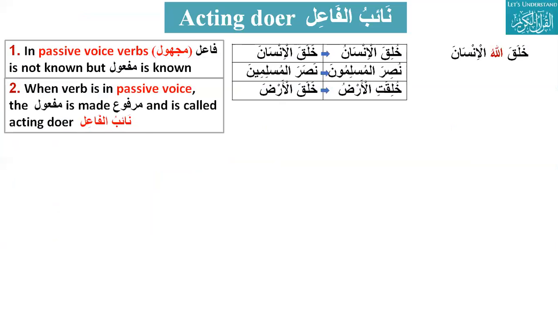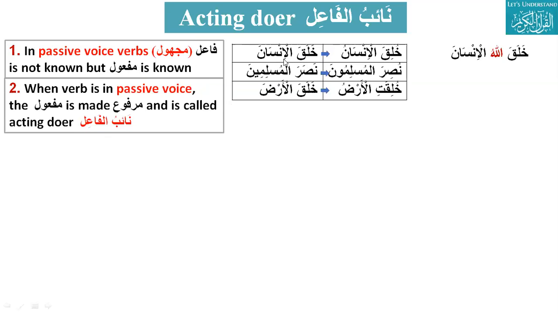Majhul, if we go to the root of this word, it comes from jahila. Jahila yajhalu, the fa'il is jahil, and majhul is the thing which is unknown. So passive voice verbs mean those where the fa'il is not known, but the maf'ul is known. So like here, khalaqal insana, he created a human being. Here this is an active verb, khalaqa, he created, insana, the human. There is a doer inside khalaqa, he.